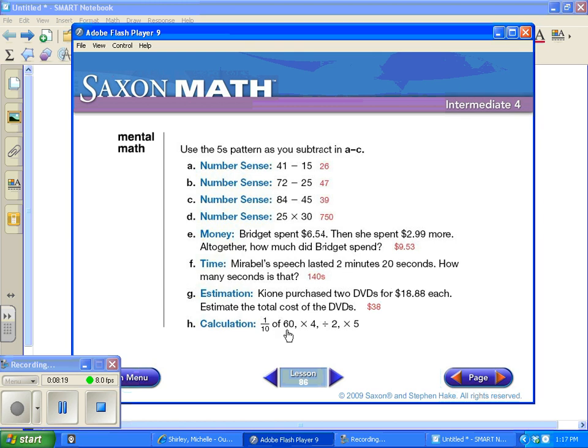1/10 of 60. That means divide 60 by 10, and you would get 6, times 4 is 24, divided by 2 is 12, times 5 is 60.